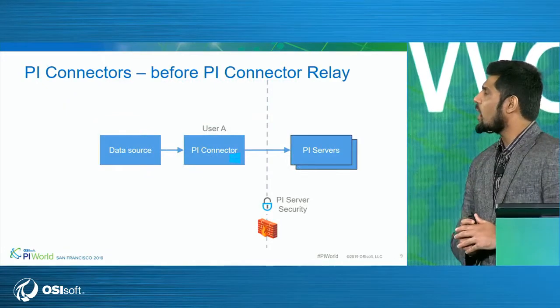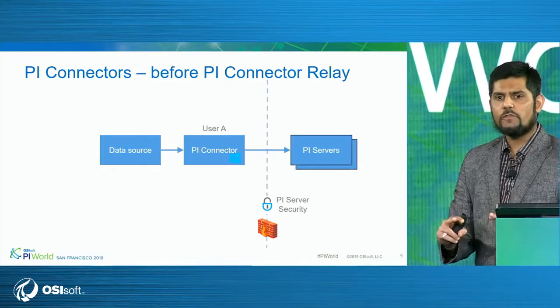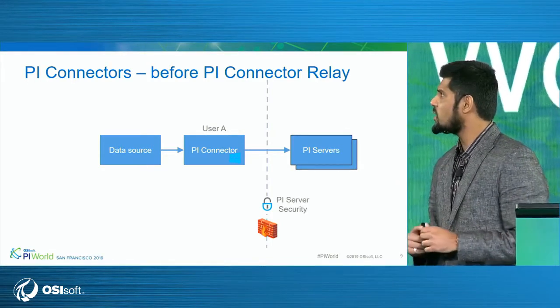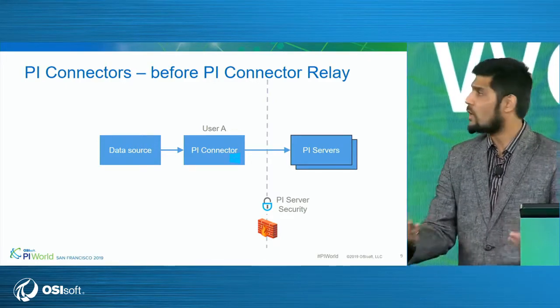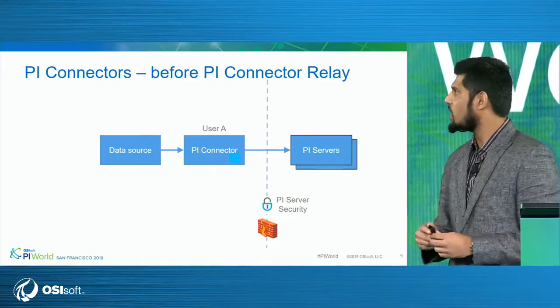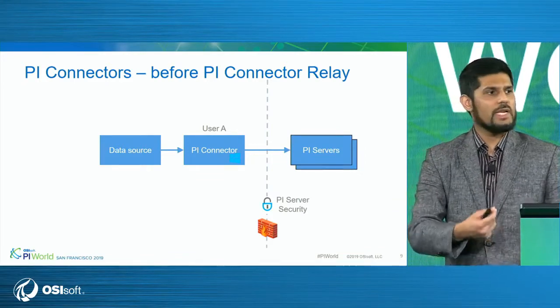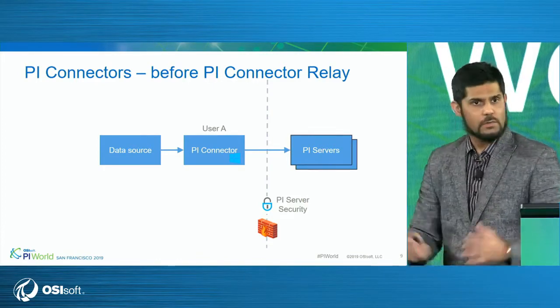So moving on, let's look at the two different flavors we offer today with PI Connectors. The first flavor is something called a standalone PI Connector, which is basically a PI Connector without relay. As you can see from this diagram, the connector piece essentially connects to your data source, captures, transforms, and sends the data directly to the PI server. Simple enough.